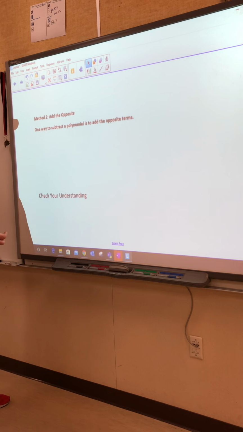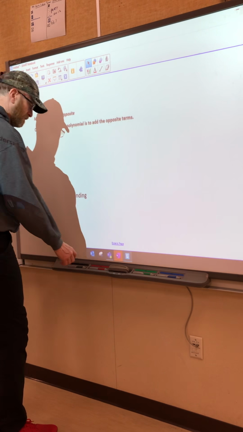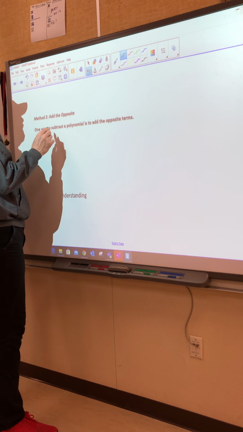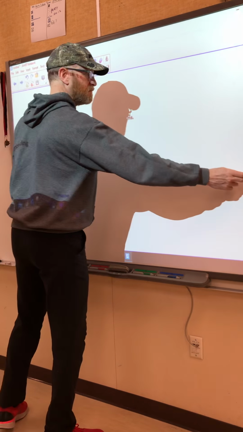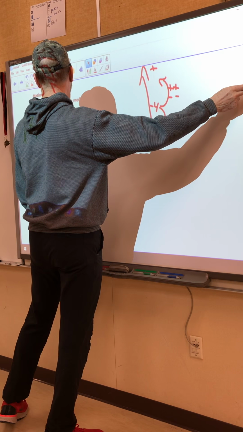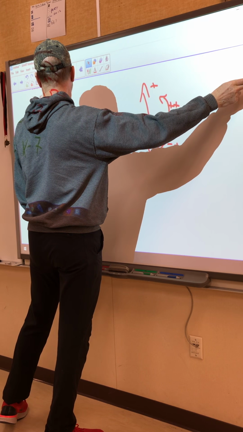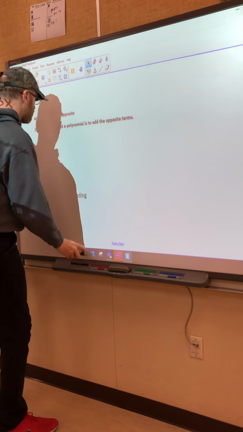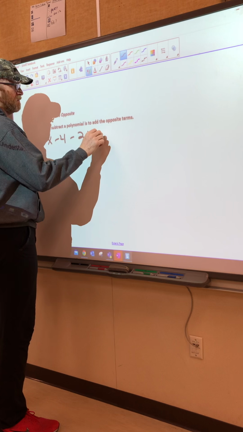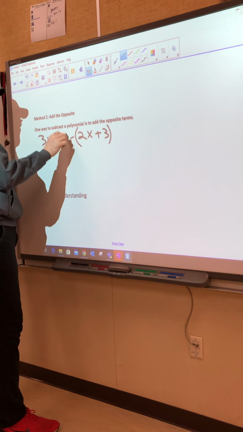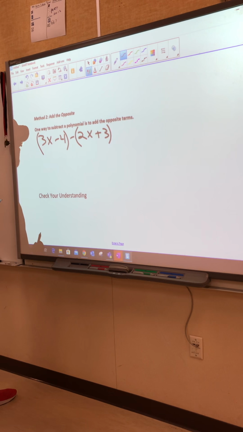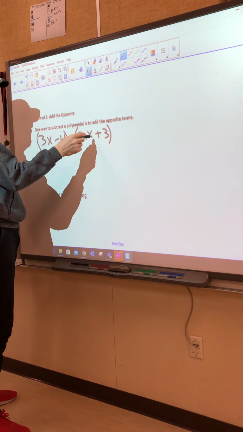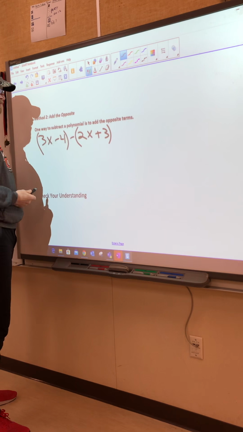Method 2, add the opposite terms. Sure, we can do that. So we have 3x, what was it? I'll go back up, can't remember. Three x minus 4 minus 2x plus 3. Okay. So if you don't like using integers, you can simply change this. And then on the inside here, you have to change the positive and negative signs and do the addition.